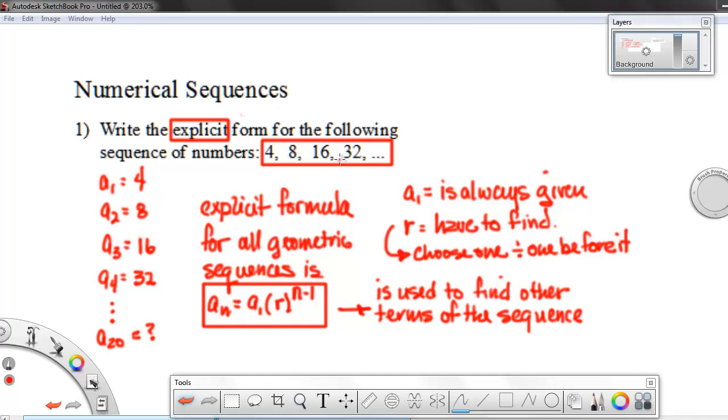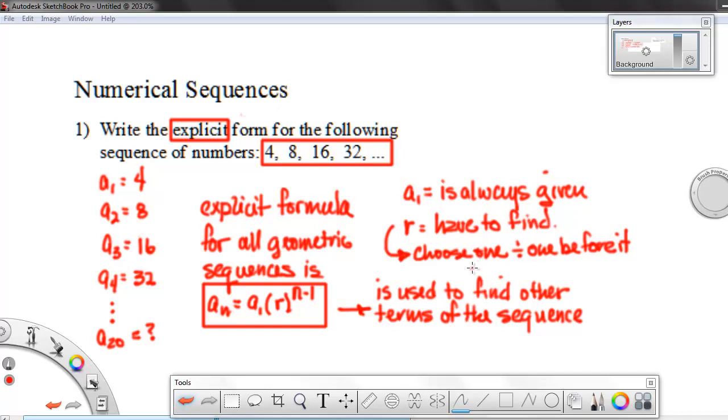The task that we're asked to do is to come up with what we call the explicit formula. The type of problems that we'll be doing will all be geometric sequences. The general form for a geometric sequence is A of n equals A1, which is the first member of the sequence, times r raised to the exponent of n minus 1. One thing to remember: A1 is always given, and what we'll have to find is the common ratio, given the variable r. You're always going to have to find that.